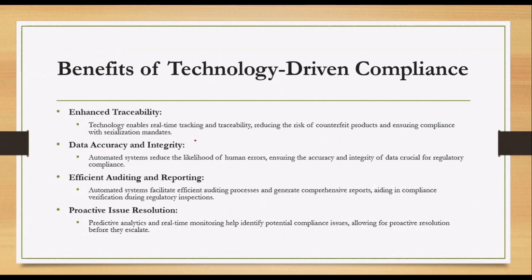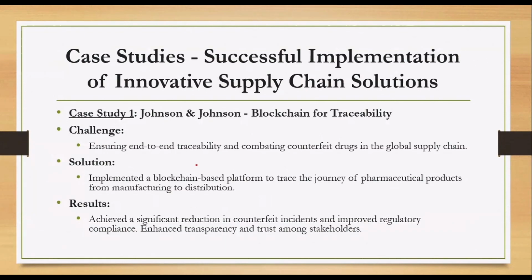Traceability is going to be increased, and integrity and efficiency in the reporting and proactive issue resolution, all these things are there. So some case studies. Johnson & Johnson: blockchain for traceability. Their challenge was end-to-end traceability, combating counterfeit drugs in the global supply chain. They implemented blockchain technology in the global supply chain to trace the journey of pharmaceutical products from manufacture to distribution areas. So they have achieved this. This is a small case.